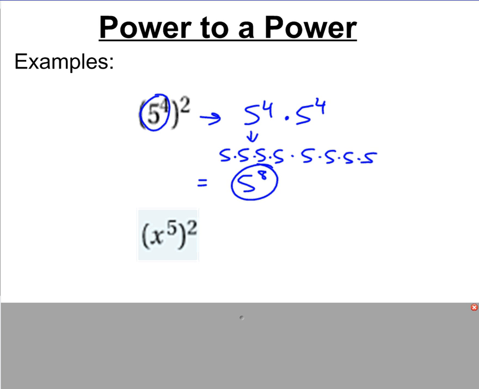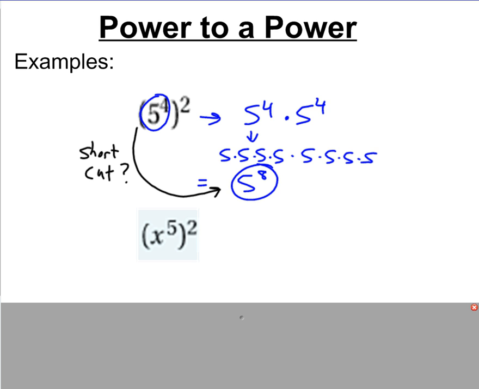Now looking at that, I want you to think about this: when you have a power, like 5 to the 4th power, raised to the 2nd power, is there a shortcut that you think, just looking at what we did, looking at the numbers? Again, is there a shortcut? Whatever you think it might be, if there is one, let's try the next one.